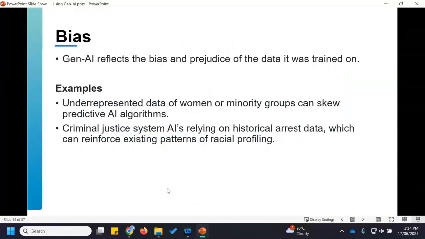So bias is the big one, because everything that the Gen AI tool gives you is based on the things that it has been trained on. If that data doesn't contain the viewpoint of everybody, then it's only going to give you a particular viewpoint, right? So it reflects the bias and prejudice of the data it was trained on. For example, there is underrepresented data of women or minority groups, which definitely skews predictive AI algorithms. And then criminal justice system AIs relying on historical arrest data, which can reinforce existing patterns of racial profiling.